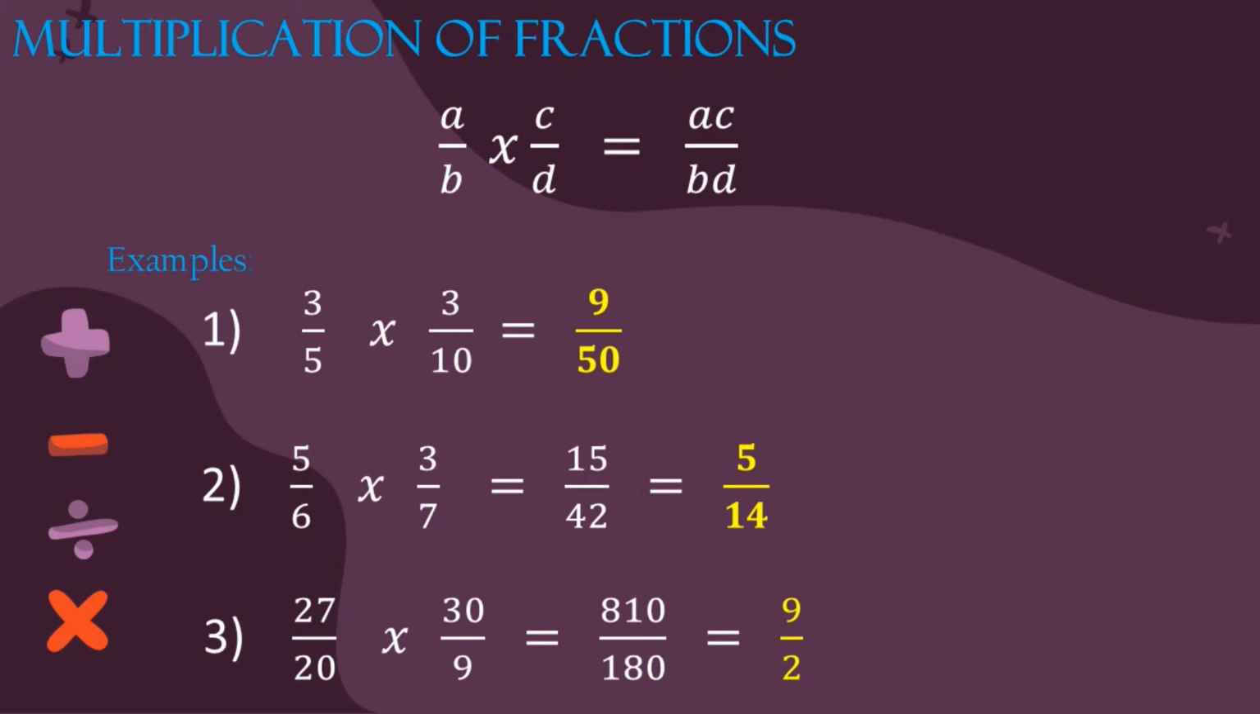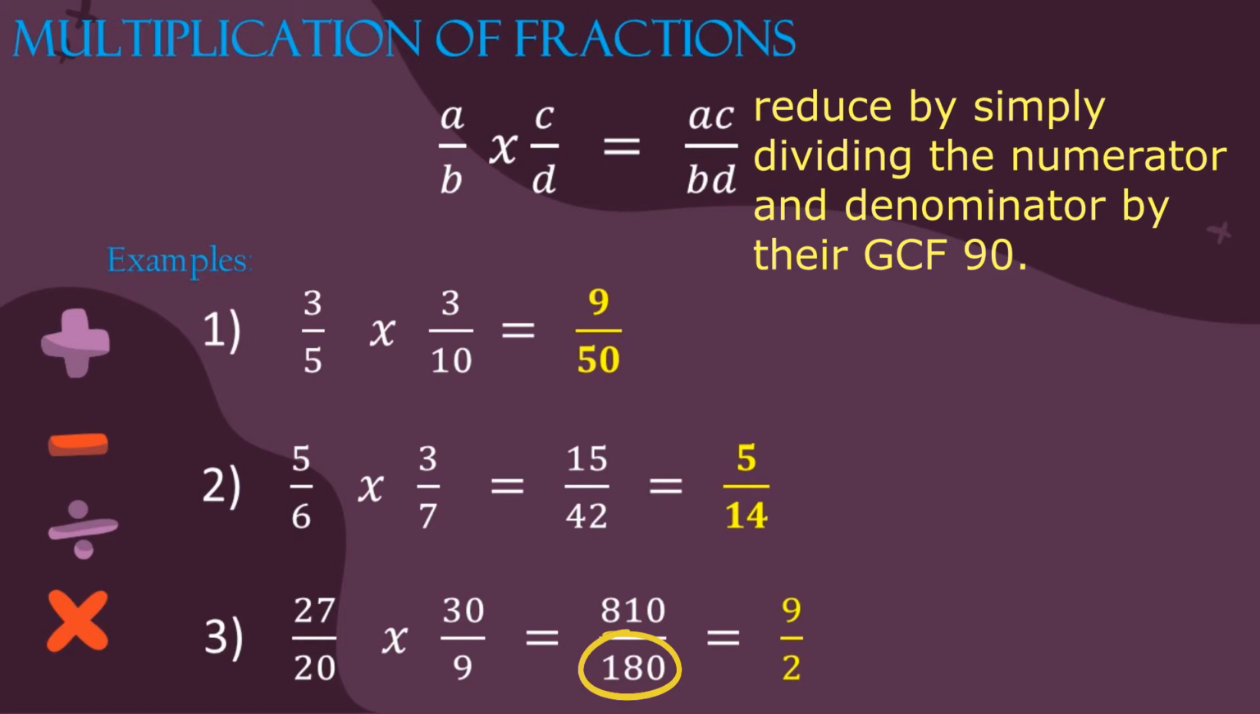And for the last example, we have 27 over 20 times 30 over 9. Numerator by the numerator, we have 810. Denominator by the denominator, we have 180. And express your answer in lowest term, we have 9 over 2.